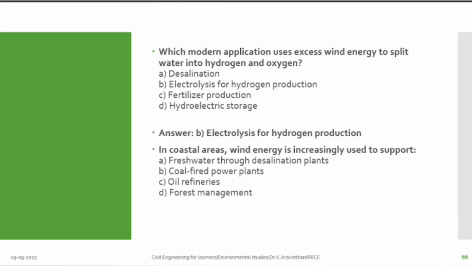Next one. In coastal areas, wind energy is increasingly used to support what? Option A. Option A is called what? Fresh water through desalination plant.